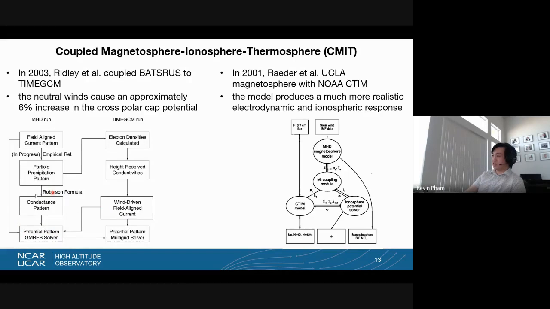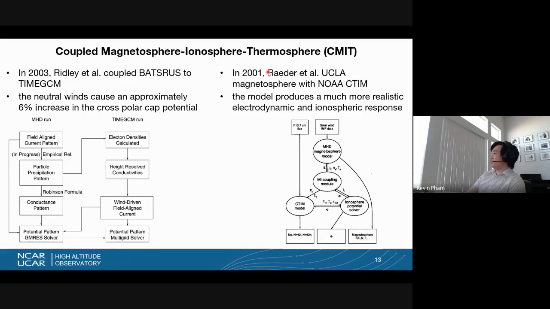However, the conductance that they're using is still an empirically specified conductance rather than the conductance provided by the ionosphere thermosphere. What they found with using this neutral wind generated current system is a 6% increase in the polar cap potential. That's not a very large contribution. So their conclusion was that the ionosphere thermosphere was not too important, and as far as I know, no further work from their side has continued along this line.